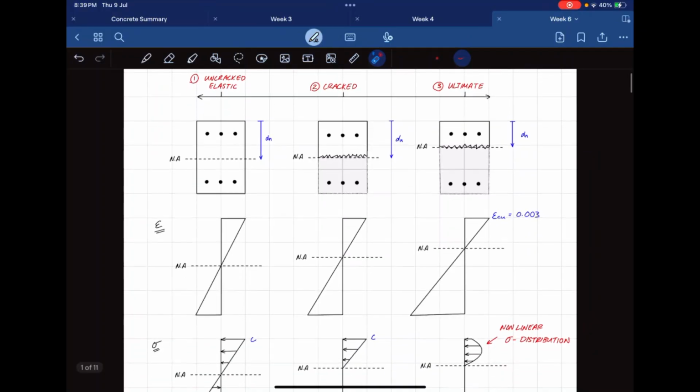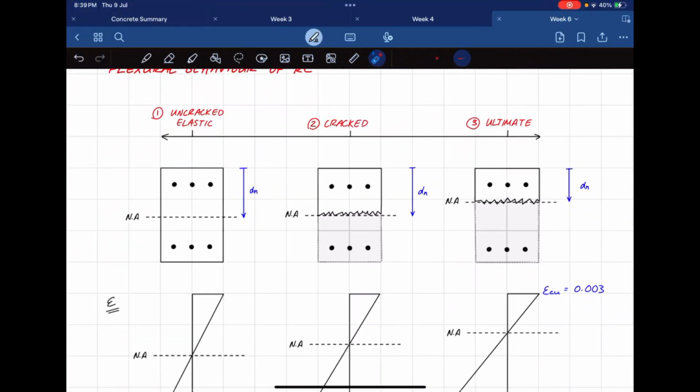Cool. So I've illustrated what it looks like. There's a few key features that I'm going to go through really quick. You've got your neutral axis, where NA stands for neutral axis. That is pretty much where your centroid is. And this DN is what we call the distance to the neutral axis. Obviously we've got our top and bottom reinforcement.